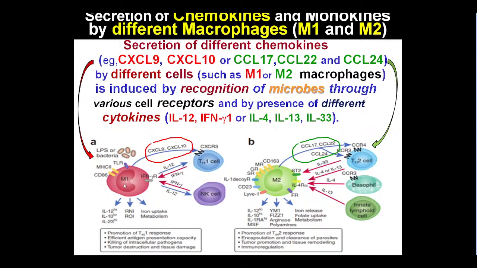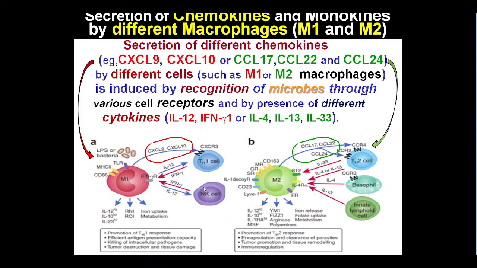The signal for secretion of the chemokines shown here, CXCL9 and CXCL10, is the result of the recognition by toll-like receptors, the pattern recognizing receptors, of the pathogen-associated patterns such as the lipopolysaccharide of bacteria. Also, M1 macrophages, by production of interleukin 12, activate T helper 1 and activate natural killer cells.